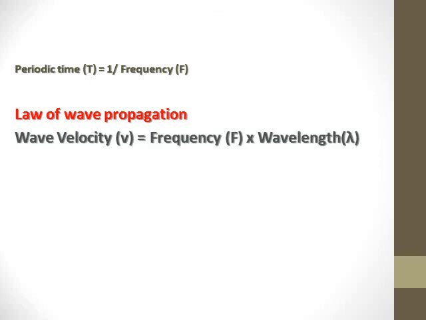As I told you in the previous lesson, oscillatory motion, we can say that here too. Periodic time T equals 1 over frequency f, and we have the last law of this lesson, the law of wave propagation. Wave velocity v equals frequency f times wavelength lambda.